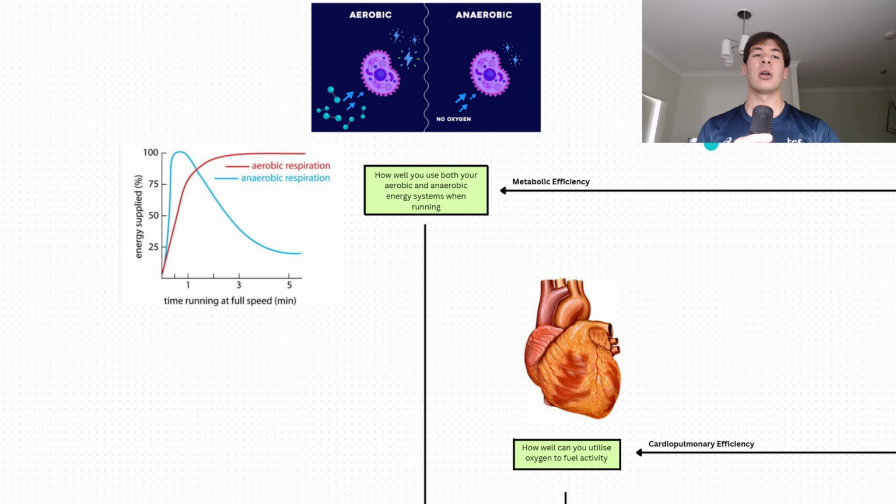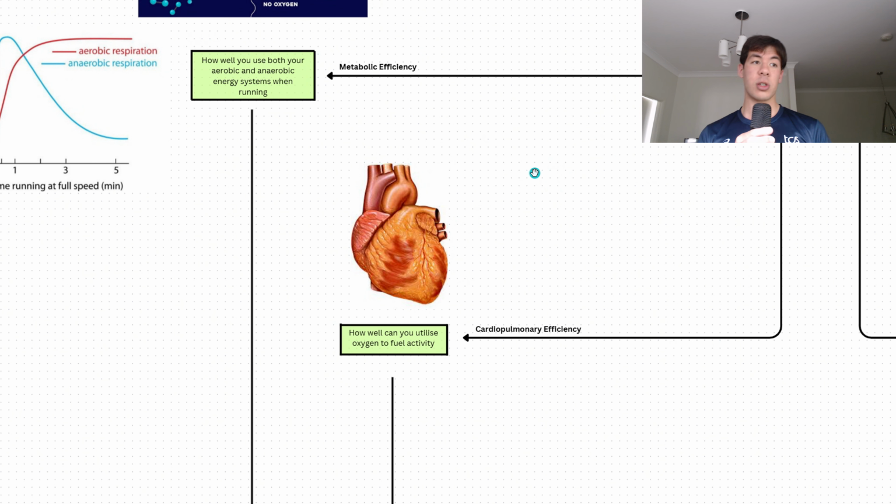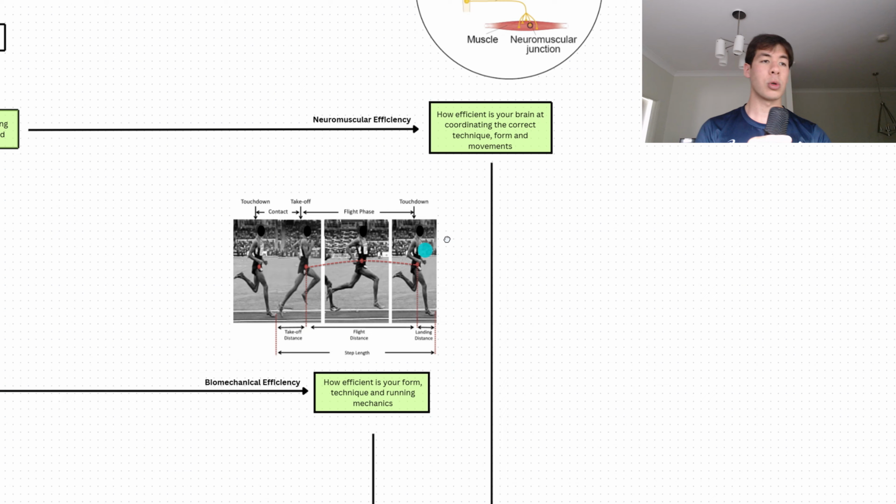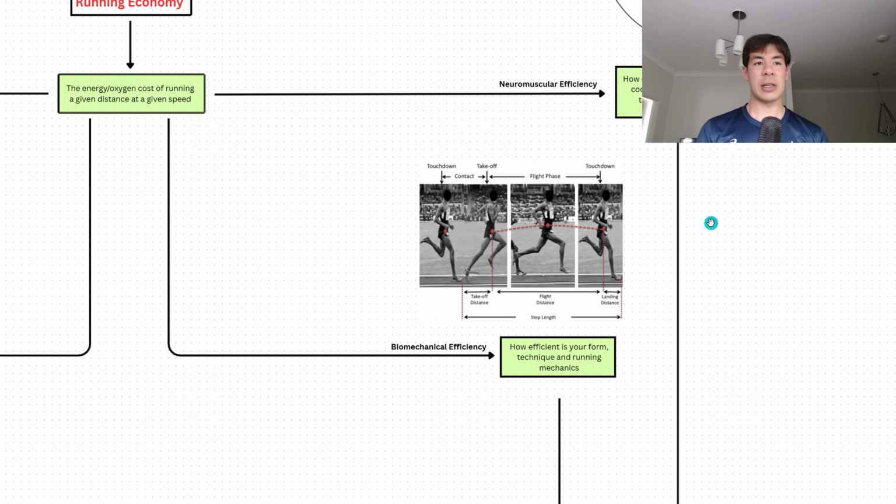The second factor is going to be our cardiopulmonary efficiency. This relates to the ability to bring in oxygen and transport it around the body and use it for our working muscles. Now, the third factor that determines our running economy is our biomechanical efficiency. So how efficient is our form, technique, and overall running mechanics. This is quite simple. If you have better running technique with your head nice and still, landing right underneath your hip, your arms aren't swinging across your body, then you're going to have better running technique and therefore use less oxygen when you're running.